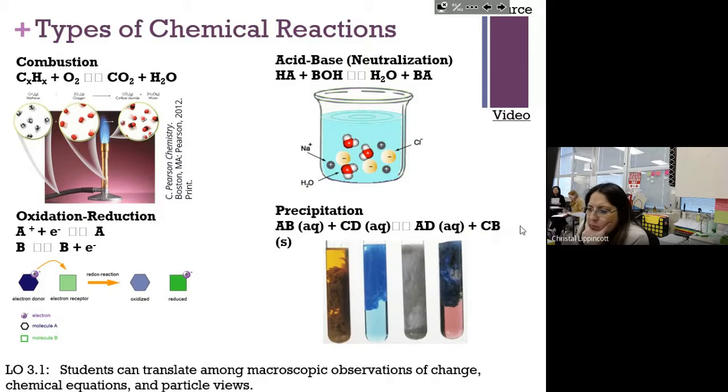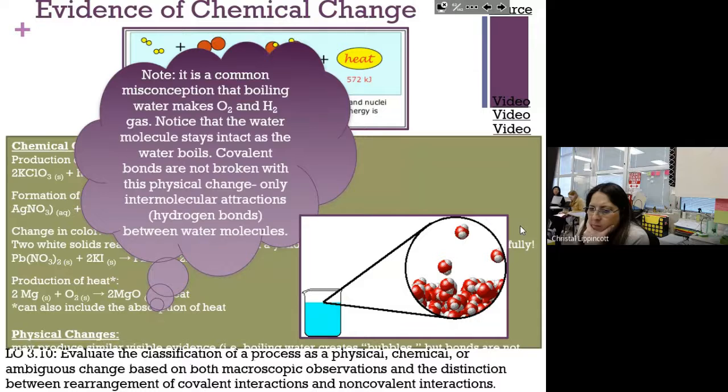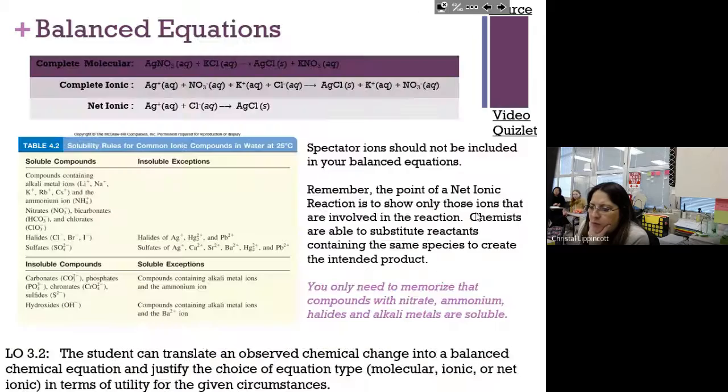Okay. So precipitates, and then common misconception that boiling water makes H2O or O2 and H2. It's not. It's just those intermolecular forces that are being broken. Spectator ions, remember, should not be included in your balanced equation. So your net ionic equation is going to show what ions are actually taking place in the precipitation reaction.